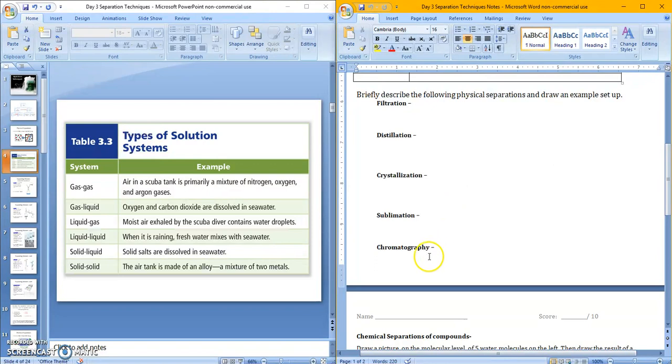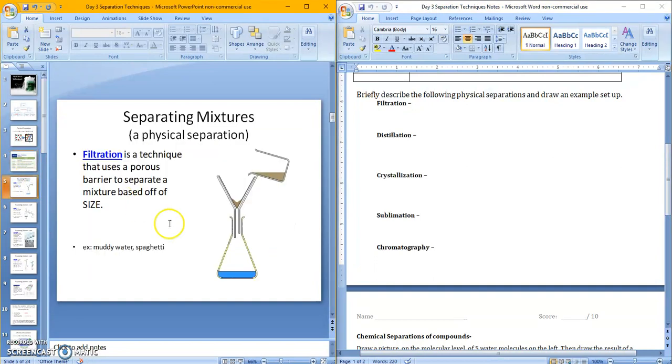Now, let's figure out how we separate them. So, when we have these solutions, we want to get them apart sometimes, alright? So these are the main techniques: filtration, distillation, crystallization, sublimation, and chromatography. These are the main ways you can separate a mixture of some kind, okay? So let's start off with filtration. Filtration is when you separate out something based on size. The objects are two different sizes, and so therefore you can use a filter, you can use a funnel, something like that to separate it.